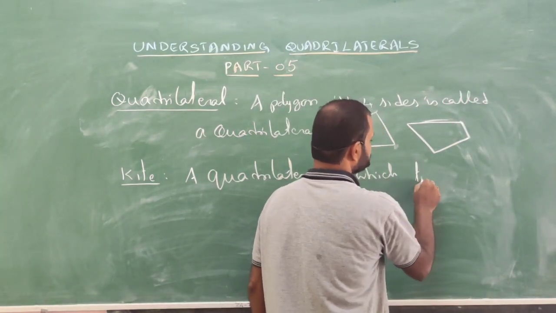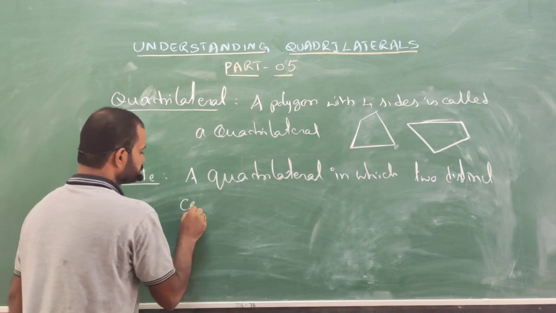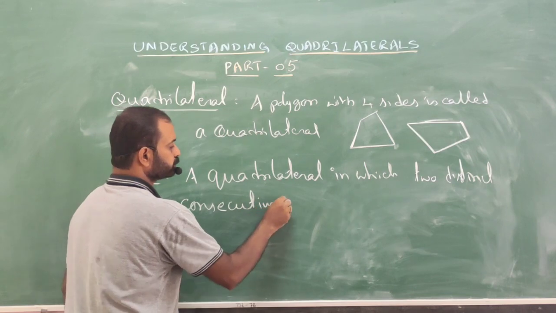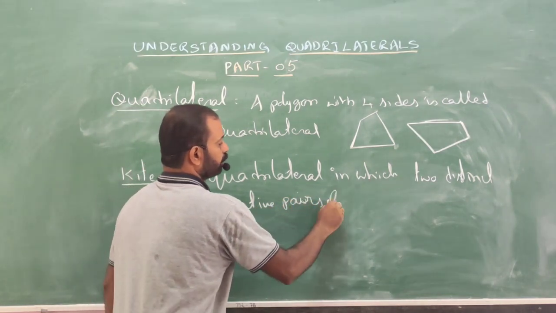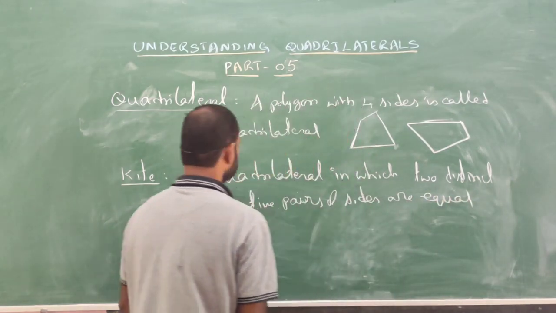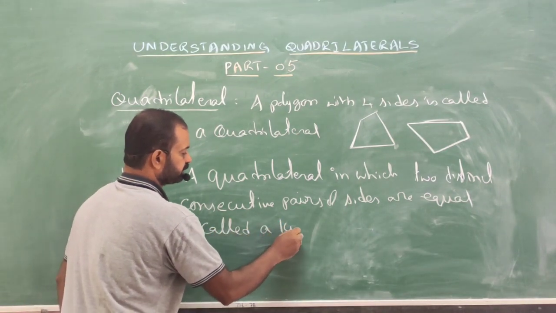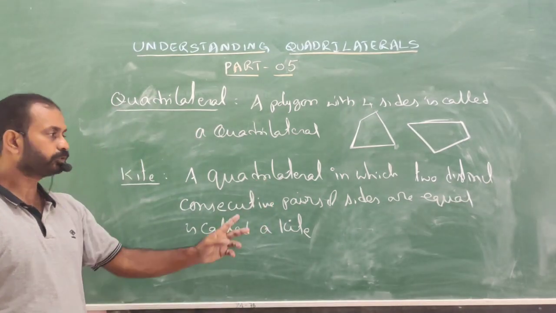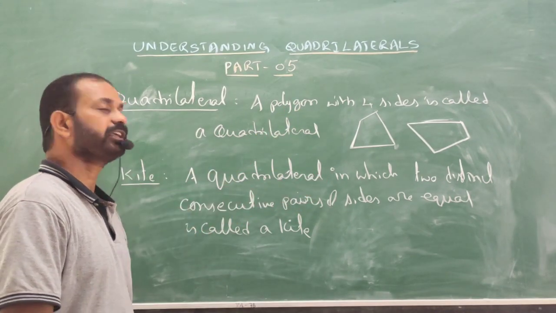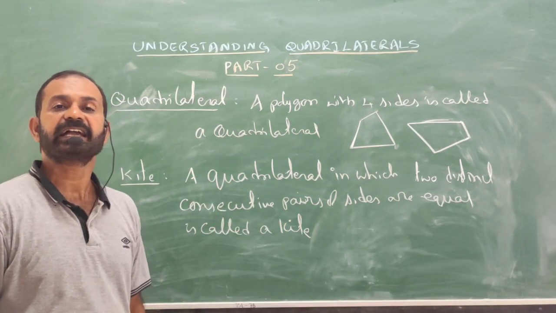In which two distinct consecutive pairs of sides are equal. Consecutive means side by side. Two distinct consecutive pairs of sides are equal, is called a kite. This is the definition. If two distinct consecutive pairs of sides are equal in a quadrilateral, then that quadrilateral is called a kite.